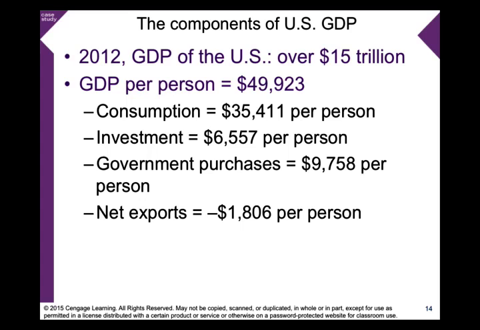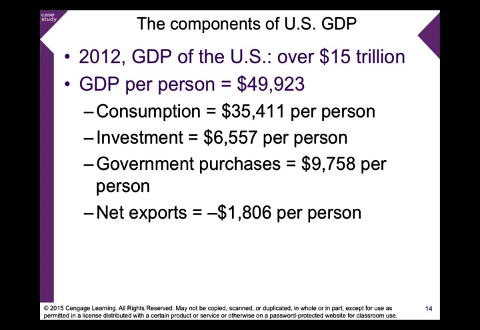Now here is some data, although this data is a little bit old, but not that old. As of 2012, the GDP of the US was over $50 trillion. That might have been calculated by using the income method or the expenditure method. And then GDP per person during that year was $49,923. That's pretty impressive, isn't it? Consumption is 35,411 per person. Investment was 6,557 per person. Government purchases was 9,758 per person, and net exports was a negative 1,806 per person.